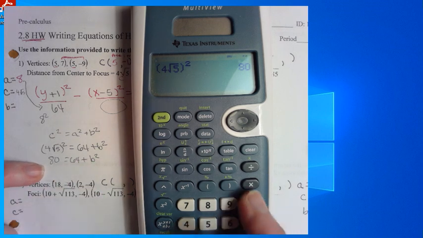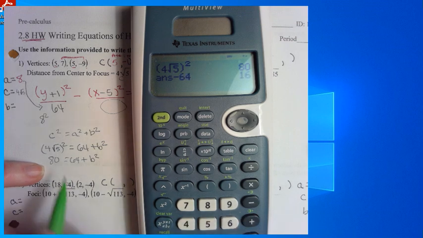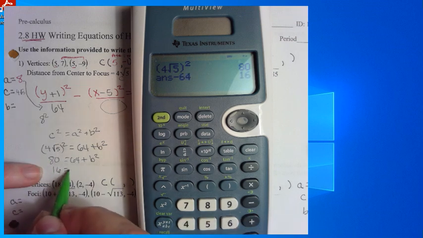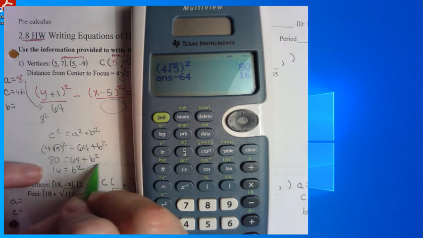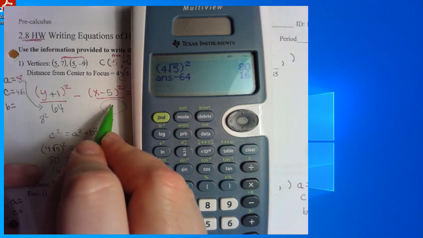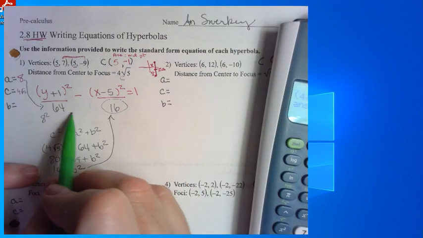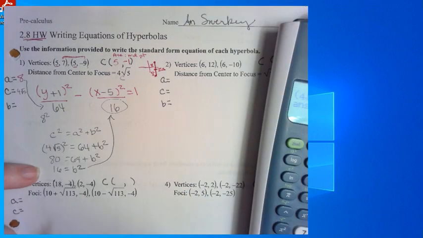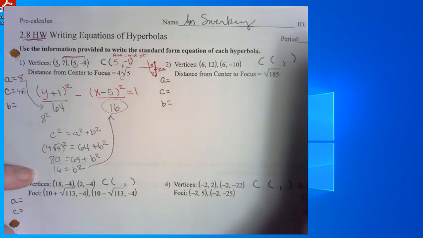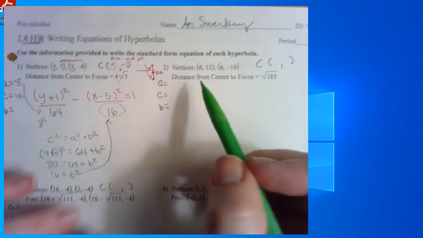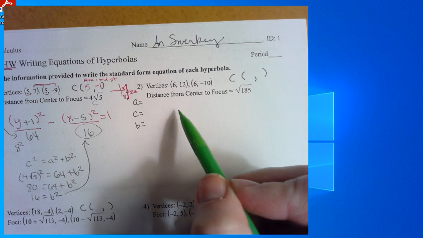Okay, and then subtract the 64 from both sides. That's 16 equals B squared. That tells me this answer. And you don't have to make it 4 squared. That would be silly because this is the type of answer that you're looking for. We're done.